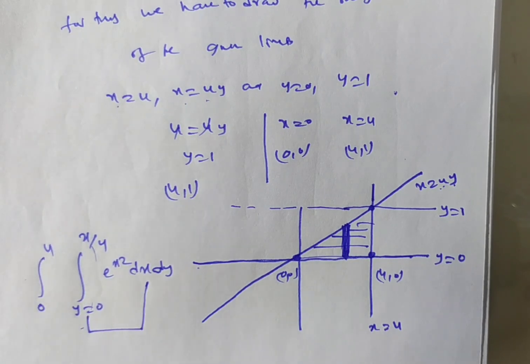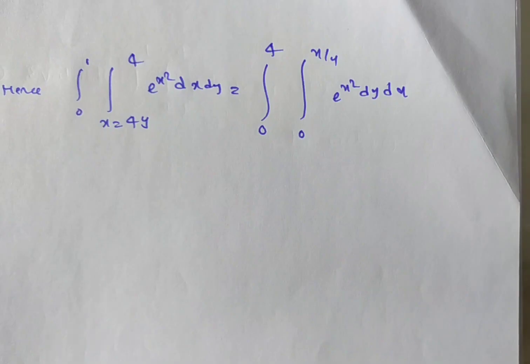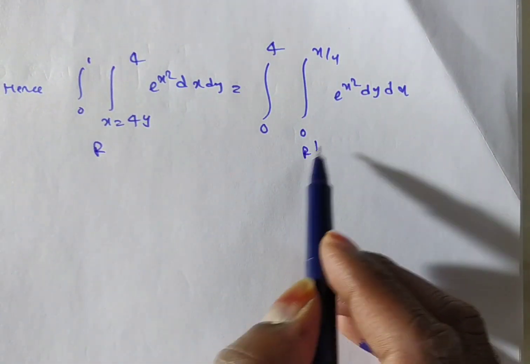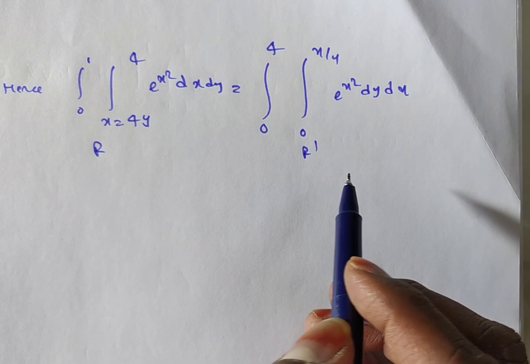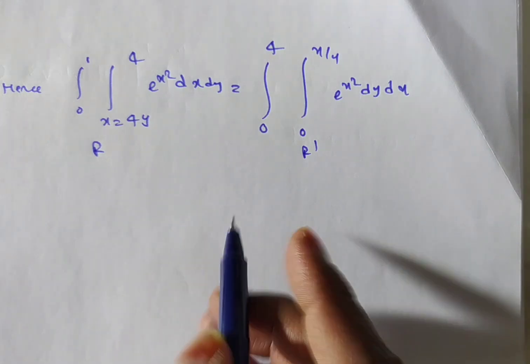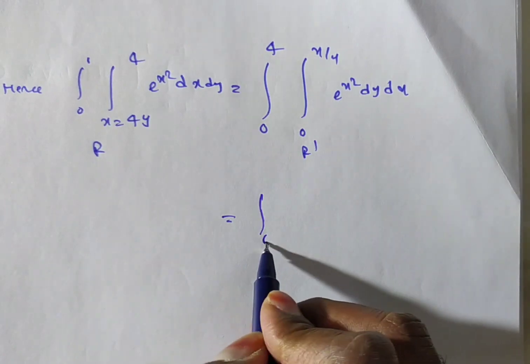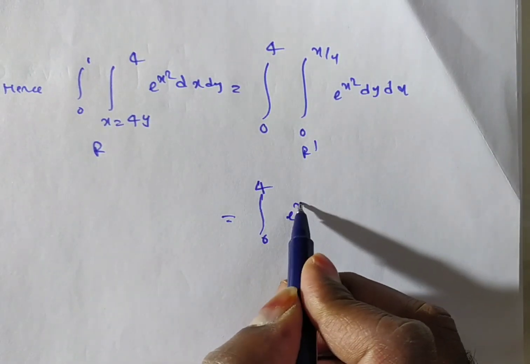So first you integrate with respect to y. Before that I have written this is the region R and it is converted as R dash. Both the regions are same but the limits will be changed here. Anyway, now integrating with respect to y, e power x square you have to write as it is. So e to the power of x square.